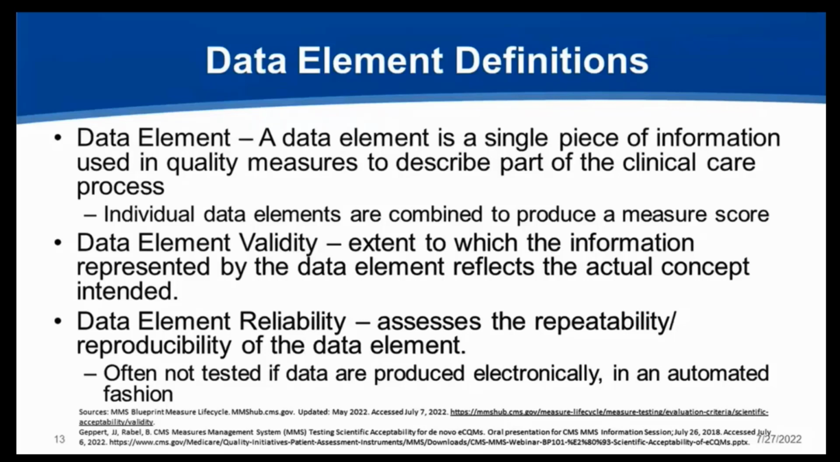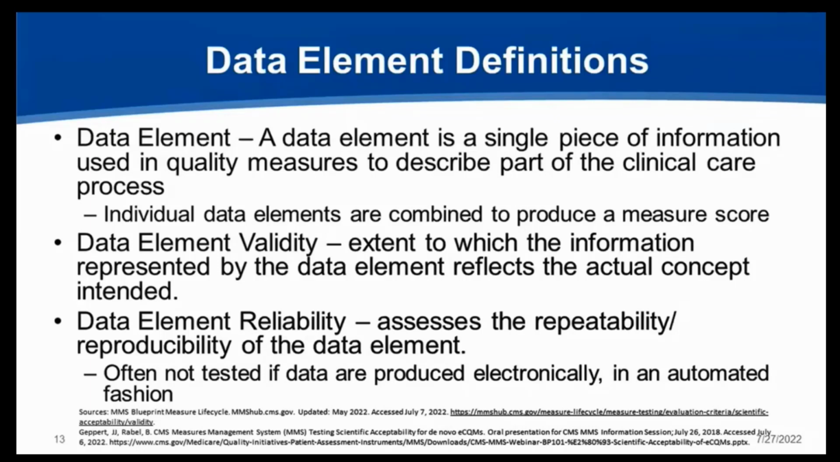CMS 349 is a measure of HIV screening. The description of the measure is essentially the percentage of patients who are 15 to 65 who also were tested for HIV in that age range. For the denominator component, the data element would be a patient characteristic, in this case, age. The numerator component, the primary data element here, is a laboratory test. So we'd be looking for a code indicating that an HIV test was administered.